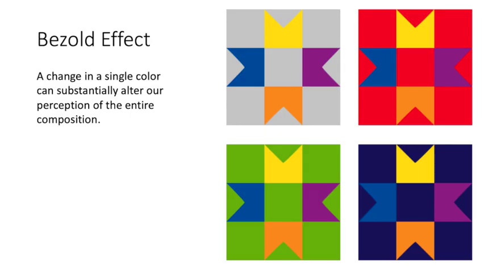The Bezold effect demonstrates the profound influence of color interaction. This effect means that a change in a single color can substantially alter our perception of an entire pattern. In this example, the background color goes from gray to red and adds electric energy to the design. On a light green background, the darker shapes are accentuated while diminishing the brightness of the orange shape. A dark blue background creates a strong contrast in value and pushes the orange and yellow shapes forward. The compositional impact can be substantial even when the amount of color is small.